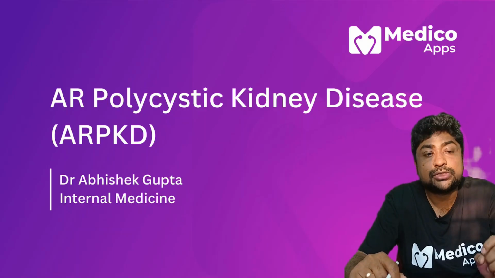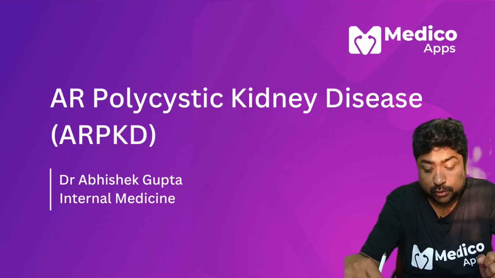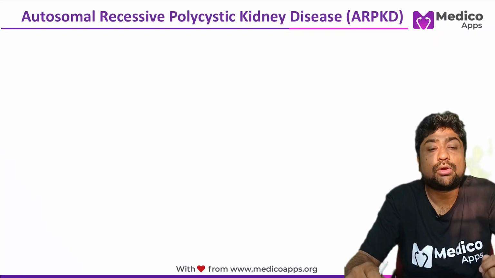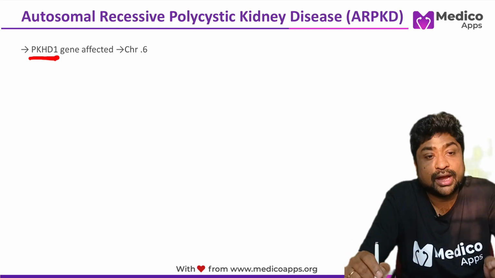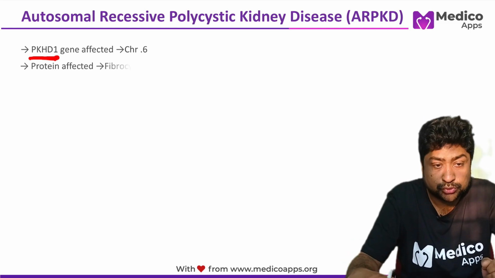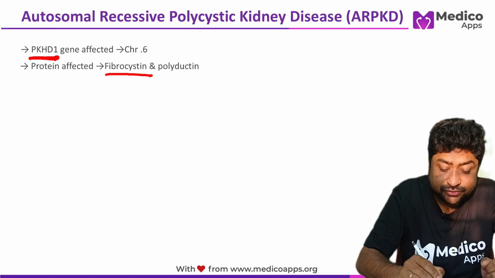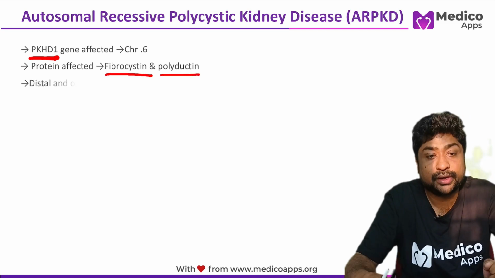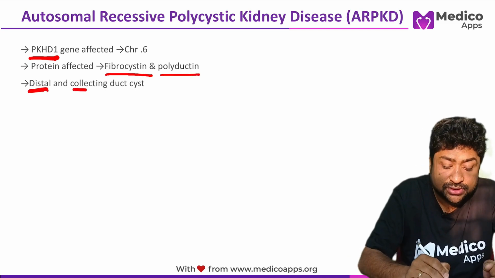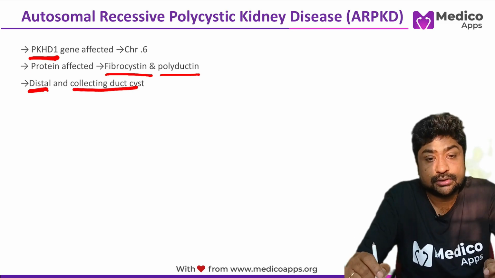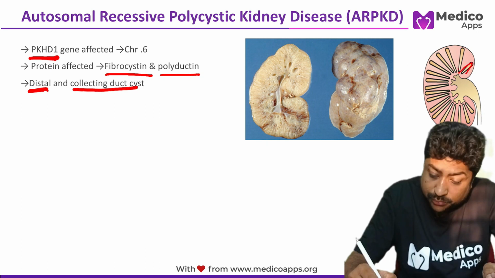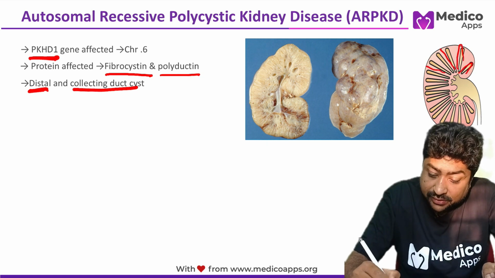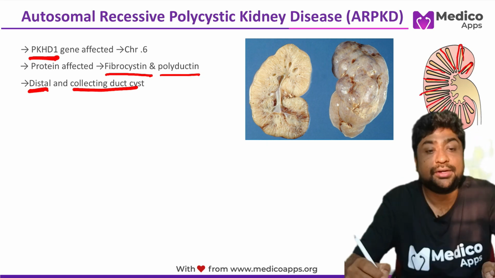In this part of the lecture, let's look at autosomal recessive polycystic kidney disease. In autosomal recessive polycystic kidney disease, we have the PKHD1 gene affected, which is on chromosome 1, and the protein affected is fibrocystin, or polyductin. It primarily affects the distal collecting duct, causing cysts. On gross, as I have already shown you, there will be radial striations.